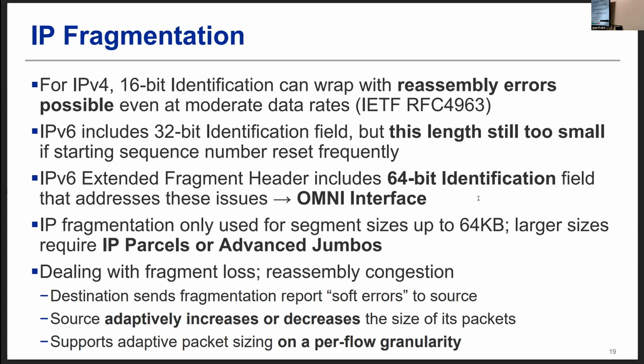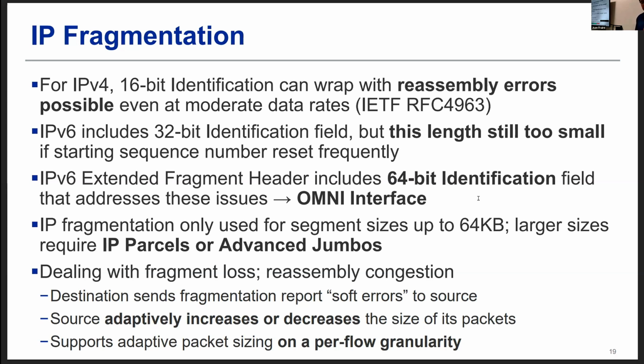So what are the things about IP fragmentation that we need to consider? For IPv4, IPv4 includes only a 16-bit identification, and it can wrap at even moderate data rates, which could potentially cause reassembly errors. That's corruption. There's an RFC that talks about this, and that's bad. So we don't want to drive IPv4 fragmentation at high data rates if we can help it.